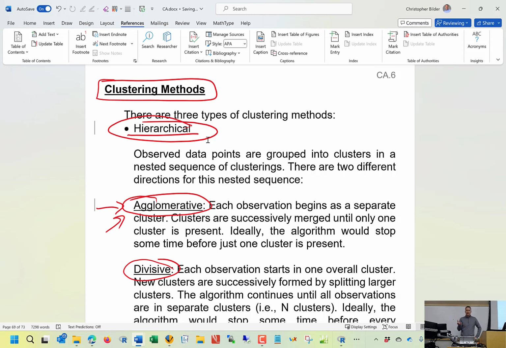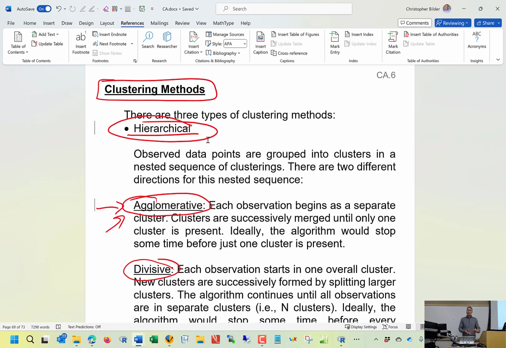The process to find these clusters is hierarchical, meaning that there's a number of steps involved to determine what observation goes into what cluster. In an agglomerative method, we assume, let's say if I have 10 observations, I'm going to start off with 10 clusters. Every observation is its own cluster. Then I'm going to look for the two clusters that are most similar, and merge those two clusters together to form a new cluster.